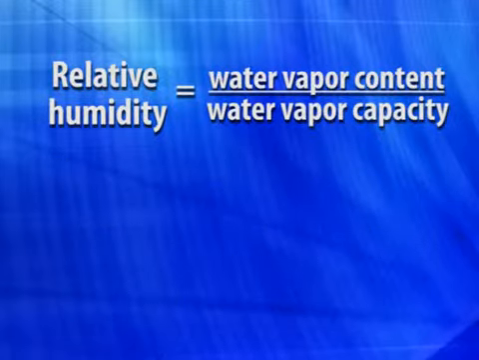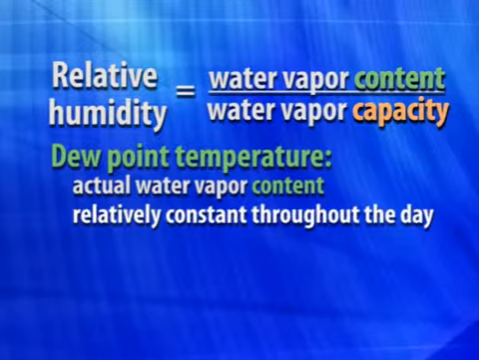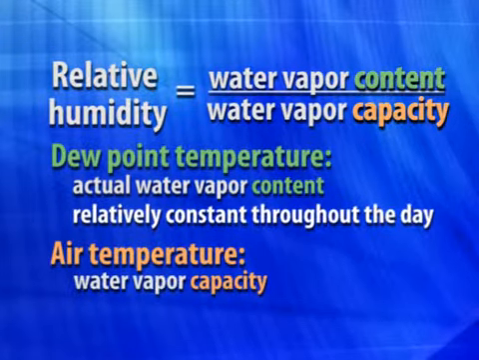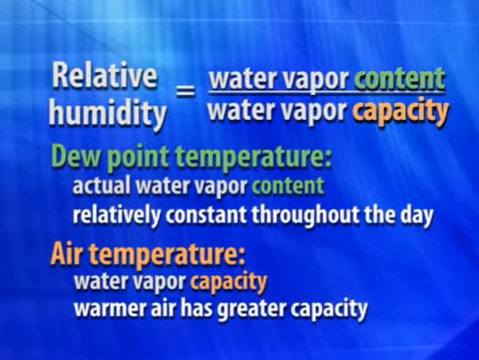Since relative humidity depends on water vapor content and capacity, you can change relative humidity by changing either one of these parameters. The dew point temperature tells us the actual water vapor content of the air parcel. For a given air mass, it remains relatively constant throughout the day, so water vapor content is fairly constant. The air temperature tells us the water vapor capacity of a given air parcel. Warmer air has greater water vapor capacity than cold air. Unlike dew point temperature, air temperature does change during the day, thus changing the water vapor capacity.